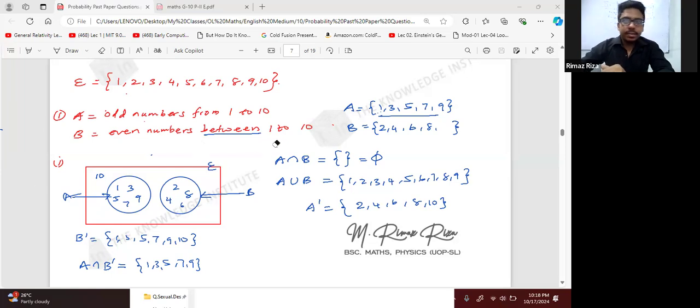Right. Now, the next thing, the number of elements in each set. If I say NA, this means the number of elements in set A. So, let's start with the universal set first. Number of elements in the universal set: 1, 2, 3, 4, 5, 6, 7, 8, 9, 10. So, there are 10. And NA, tell me the answer for this. What is NA equal to?